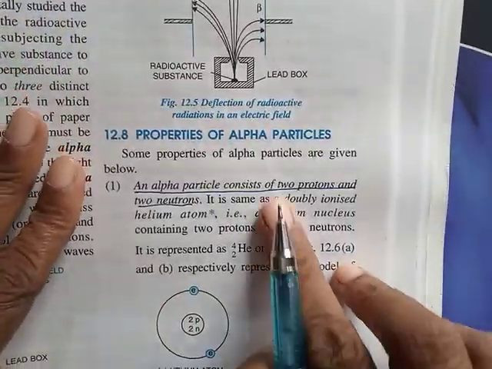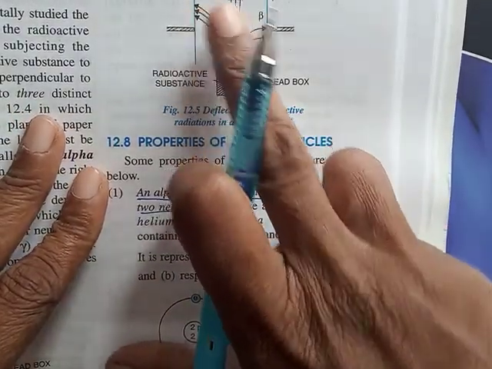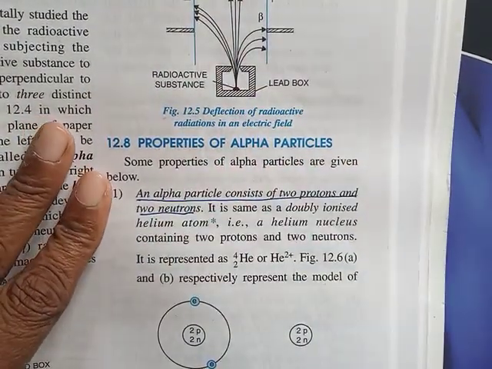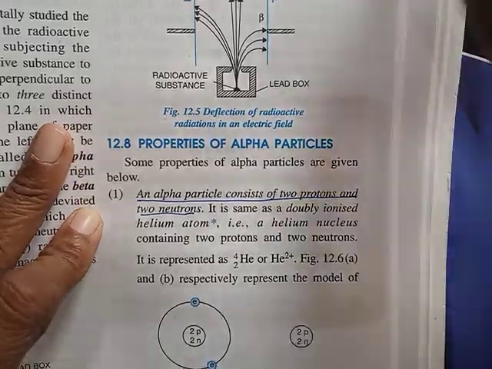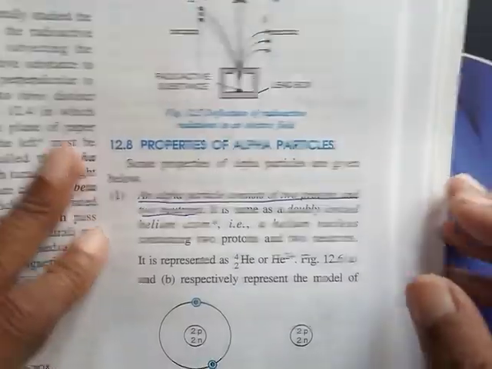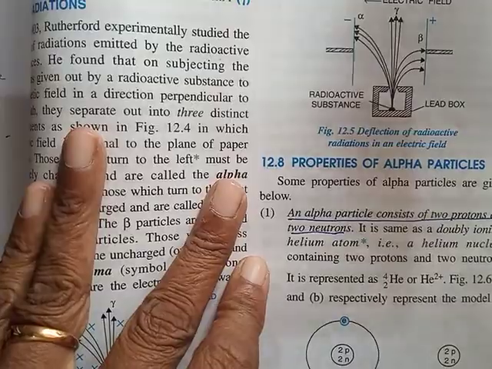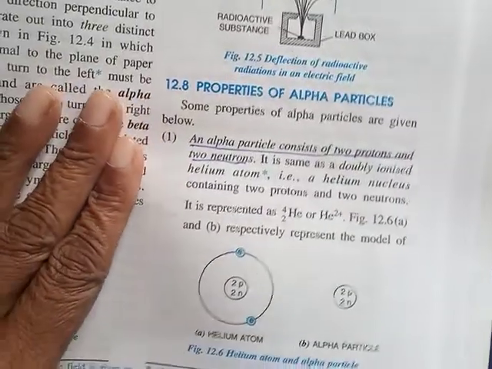The next topic is the properties of alpha, beta and gamma radiations. There are two full pages of properties, but not everything is important. I'll just tell you how to remember.